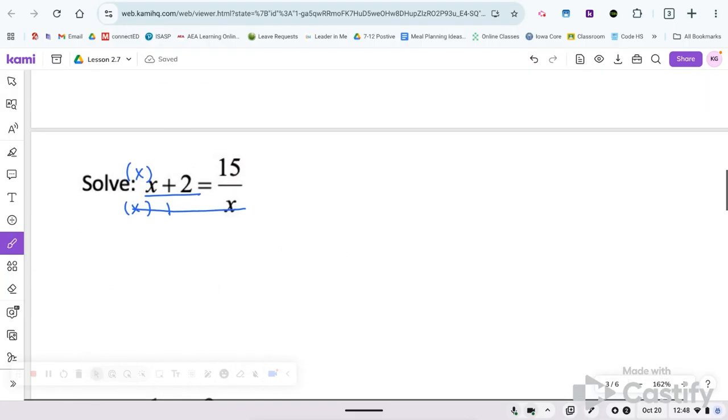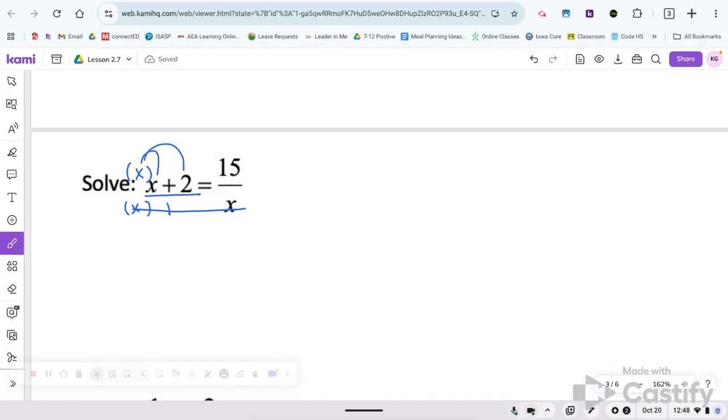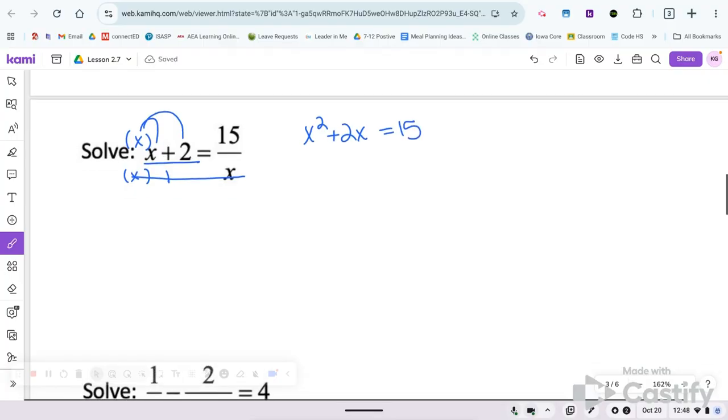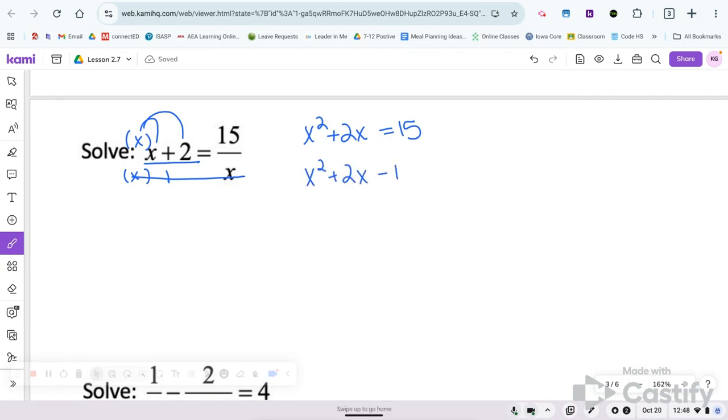So distributing on this one would give me x squared plus 2x equals 15. You can solve by any method of your choice. I feel like I haven't done the quadratic formula in a while, so I'm going to go ahead and solve it by quadratic formula. A is 1, B is 2, C is negative 15.